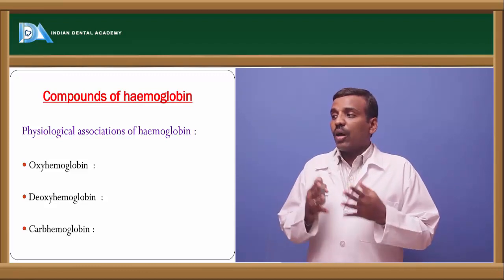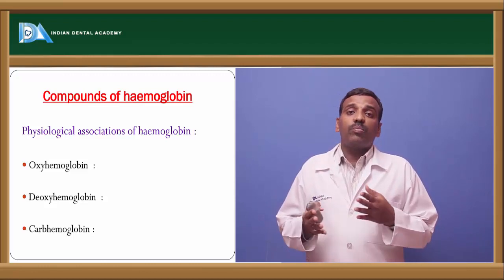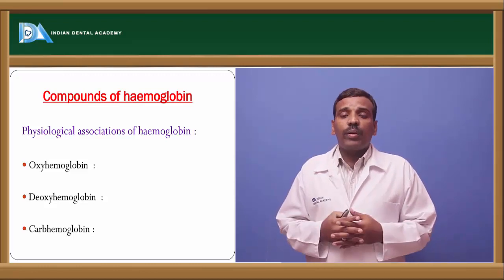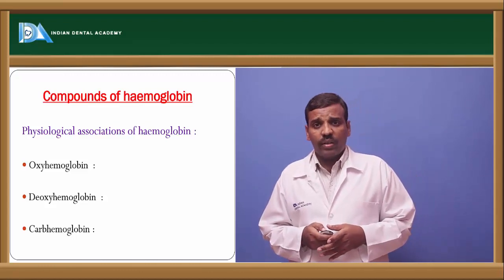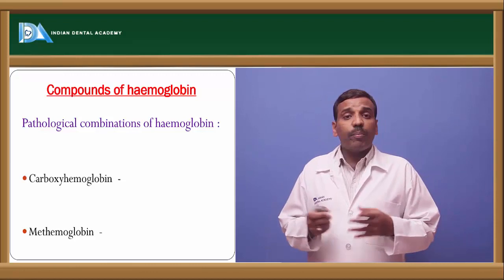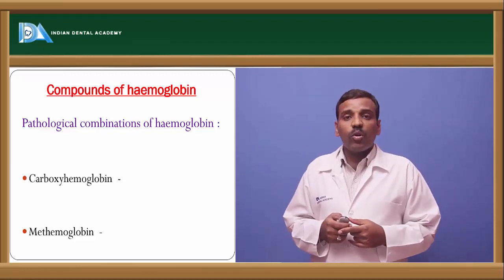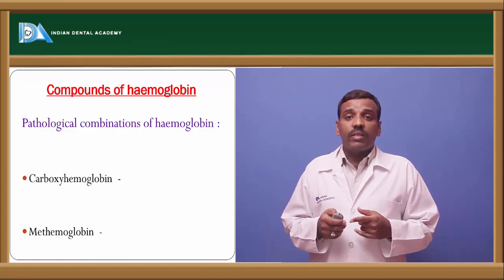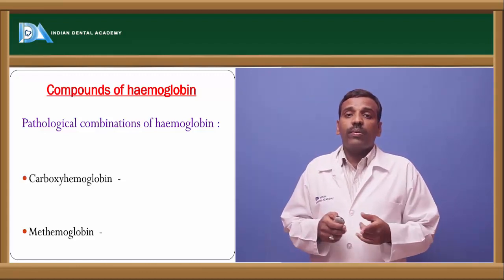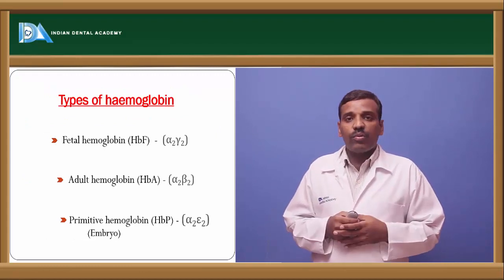And when carbon dioxide binds with the hemoglobin, it is called carbaminohemoglobin. Pathologically, the other components bound with hemoglobin are carboxyhemoglobin, with carbon monoxide, and methemoglobin. And there are three types of hemoglobins.